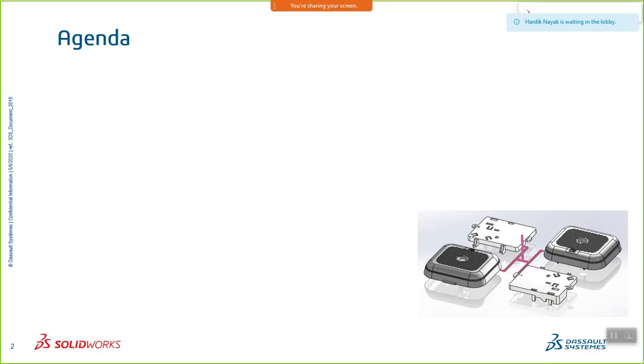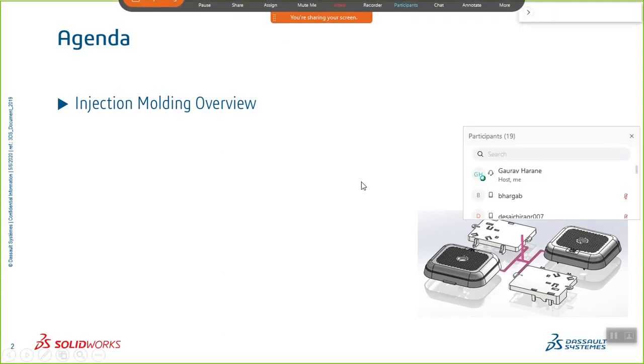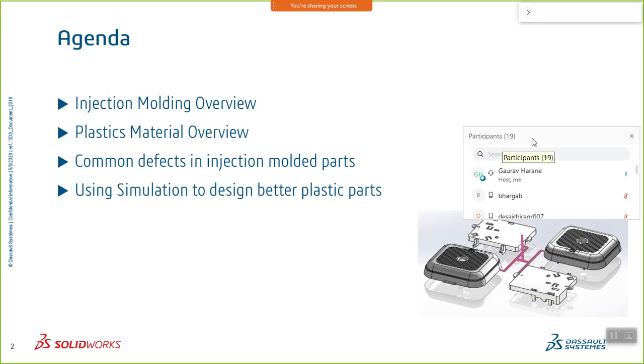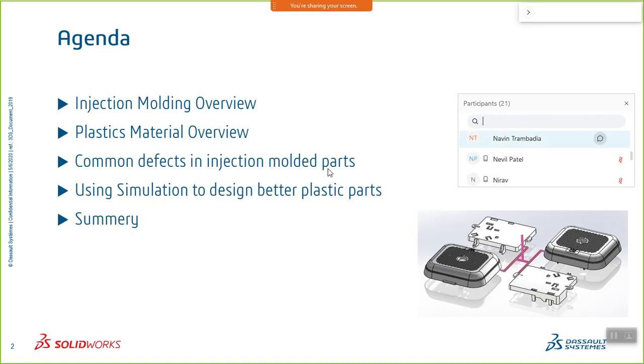Okay, so today's agenda is I will take you through injection molding overview. Then we will go ahead with plastics material overview. Then we will check what are the common defects in injection molded parts, as well as we will see how simulation can be used to design better plastic parts. And finally, I'll wrap up with the summary. So this is today's agenda, and I'll take you through one case study also at the end.